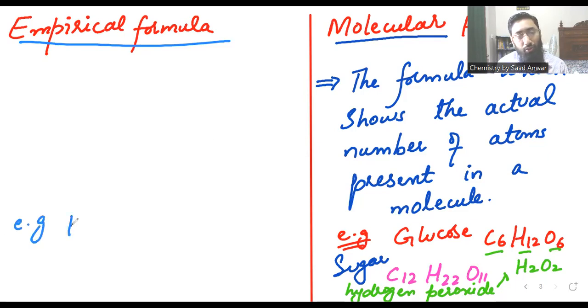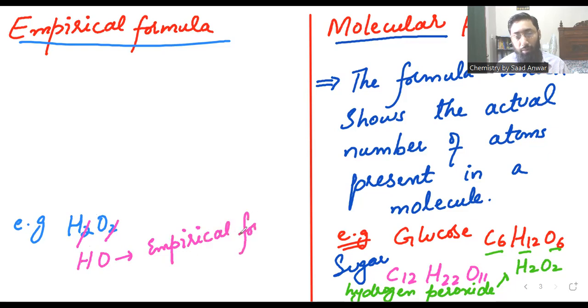We know H2O2 is the molecular formula of hydrogen peroxide. When I cancel this 2 with this 2, it becomes HO. And what is this HO? This HO is the empirical formula of hydrogen peroxide. So what is empirical formula?